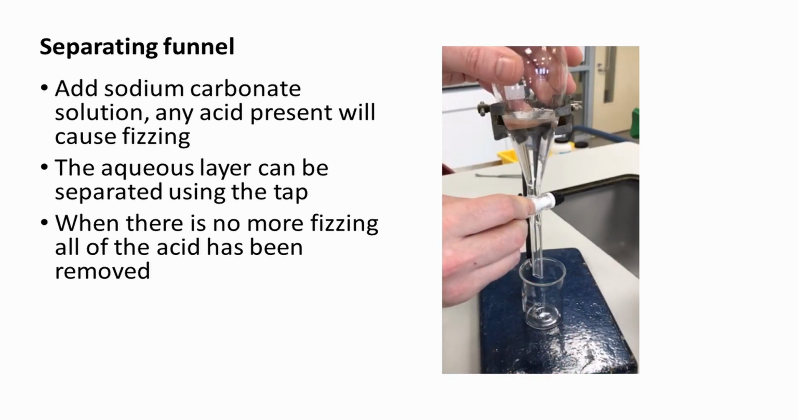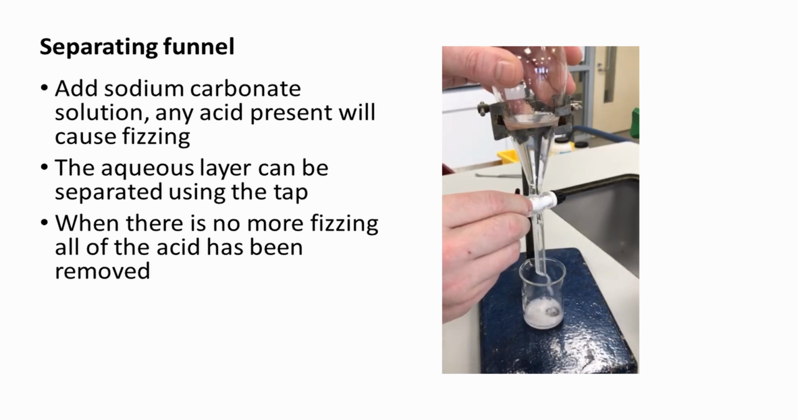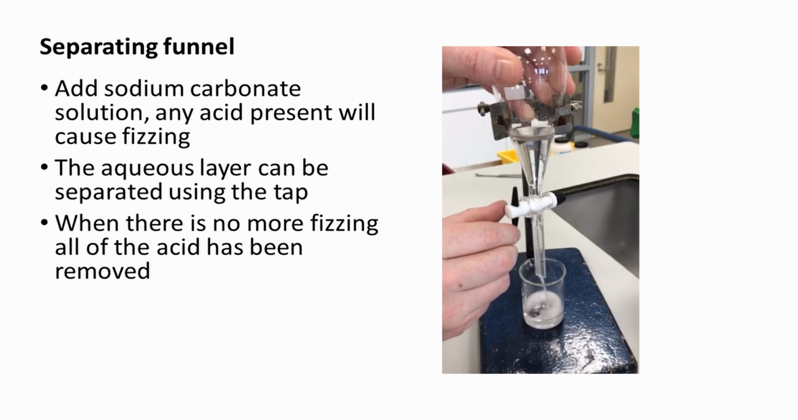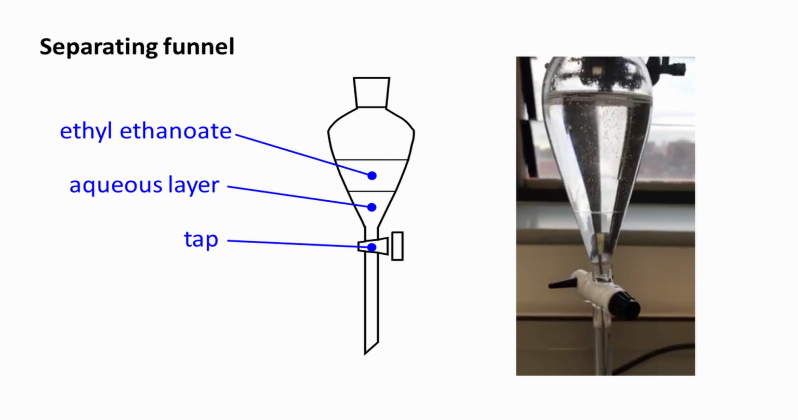The aqueous layer can be separated using the tap. Further portions of sodium carbonate solution can be added. When there is no more fizzing, all of the acid has been removed. A diagram of the apparatus is shown on the left with a photograph on the right.